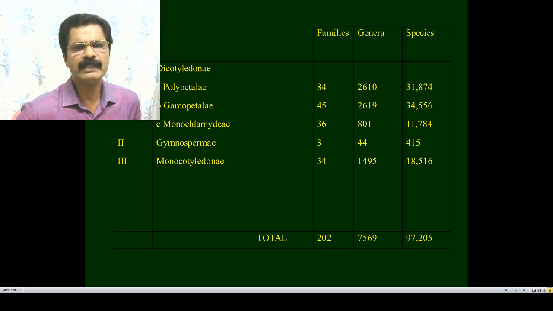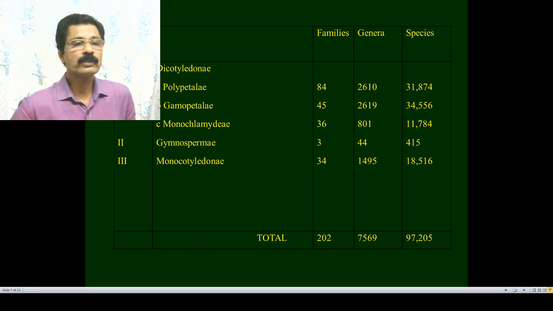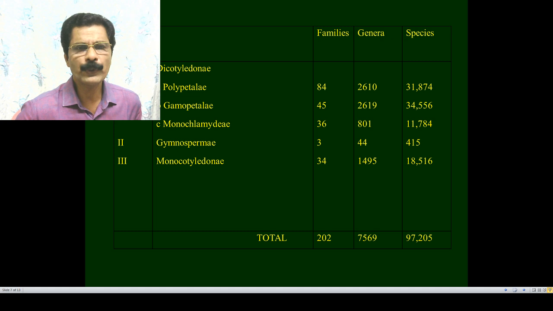Gymnosperms, only 3 families. You might know Cycadopsida, Coniferopsida, and Gnetopsida, with 44 genera and 415 species. Then monocotyledons. There is no subclass, only series. Only 34 families, 1,495 genera, and 18,516 species. A total of 202 families and 97,205 species they have classified.